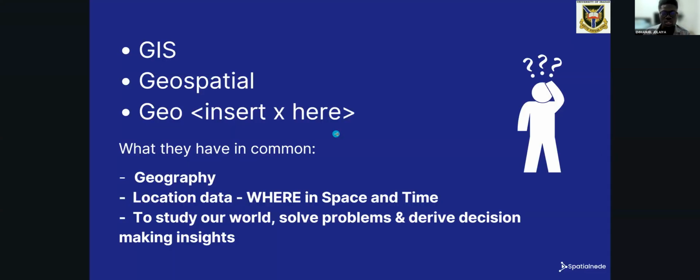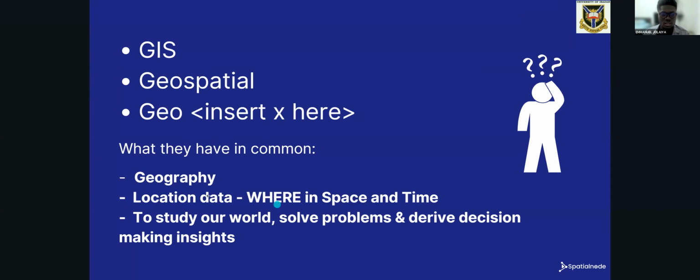So not to confuse us, we have GIS, we have geospatial. In fact, you might be hearing geo data science, you might be hearing geoinformation, you might be hearing geointelligence, a lot of geo stuff. What's common is that these all still deal with geography. Geography is the foundation and the bedrock of all these terms. What's also common to them is that they all deal with location data, that is, data that has a where component, a location in space and time.